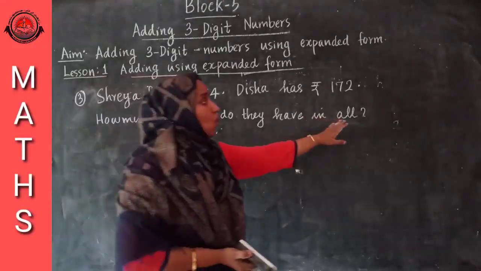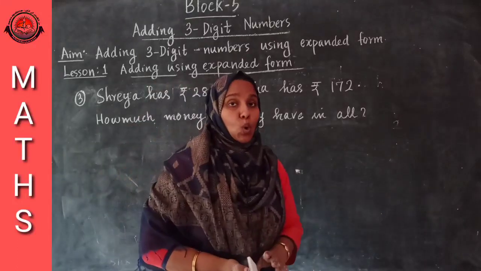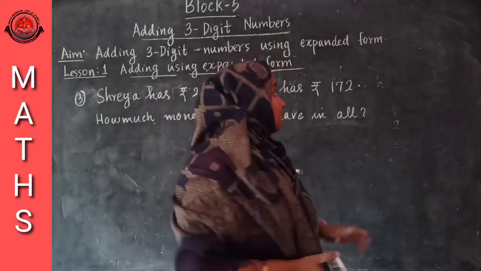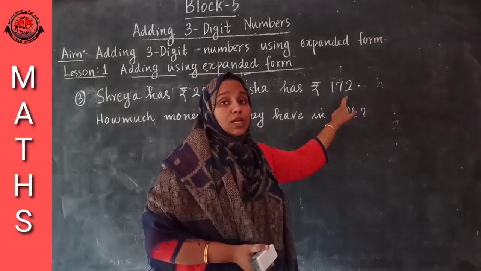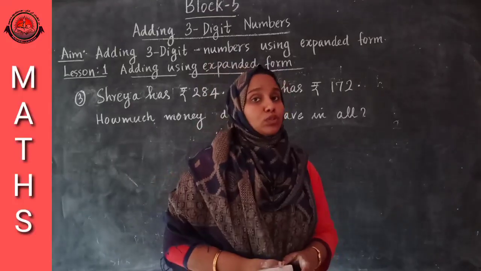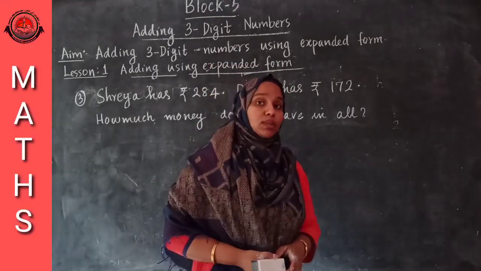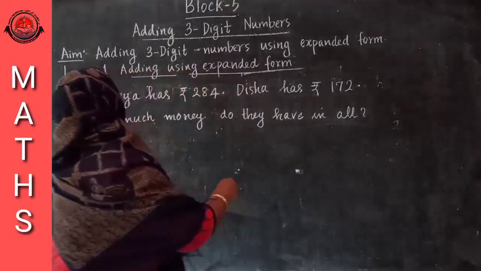When in all or total is asked, we have to add both the numbers, and these two are 3-digit numbers. We learnt only the expanded form method, so we have to use that method. Before that, we have to write the steps of this story problem.